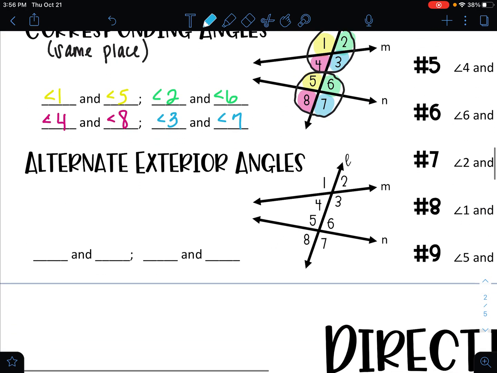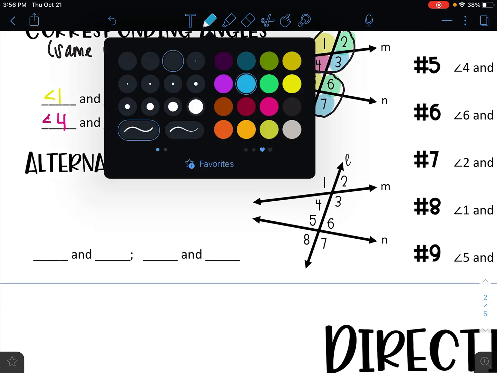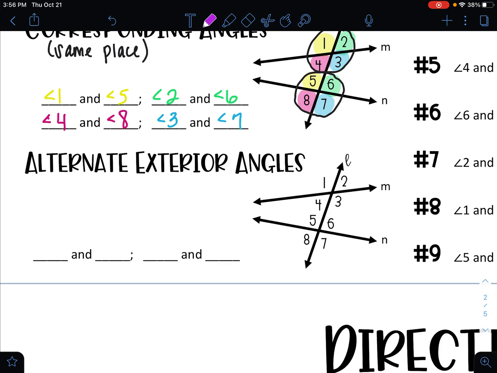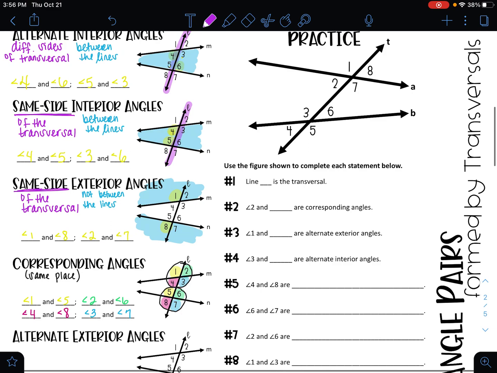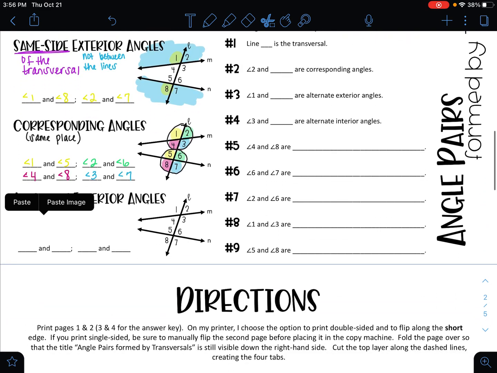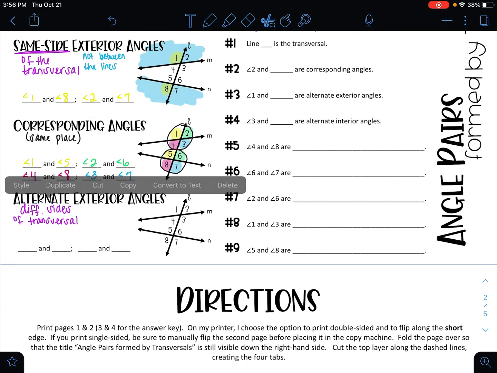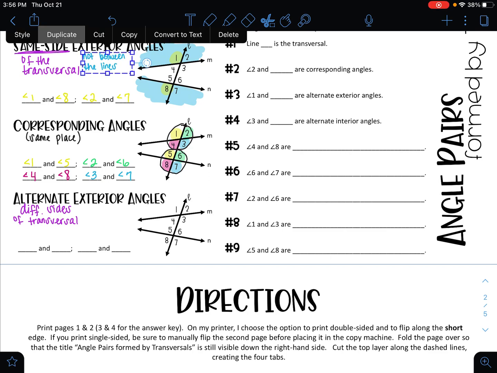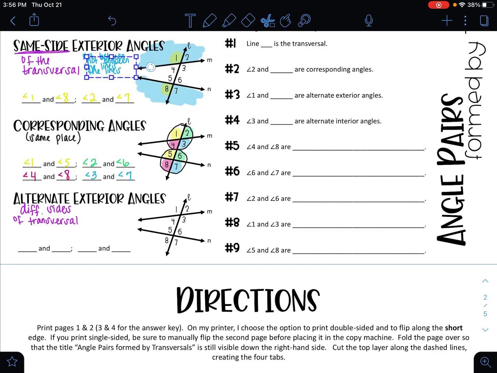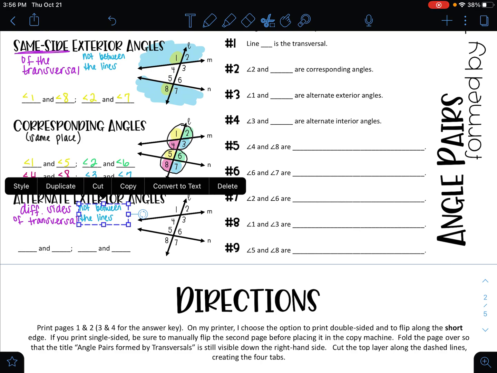Okay. Last but not least, we got alternate exterior angles. So don't forget, alternate just means on different sides. It means different sides of the transversal. I'll copy that and paste it right here. Okay. And then exterior, don't forget, exterior means it's not between the lines. So let me go ahead and copy paste that too. Go ahead and duplicate it. Okay, so not between the lines.